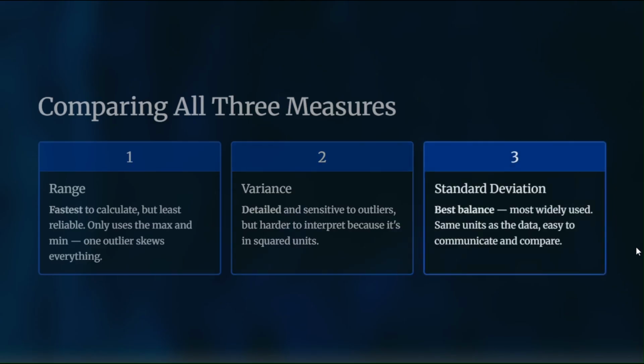And the standard deviation is the square root of the variance. It's the most practical measure. It uses the same units as the original data, and it's the easiest to interpret. Now you don't just know the average, you know how consistent the data is.